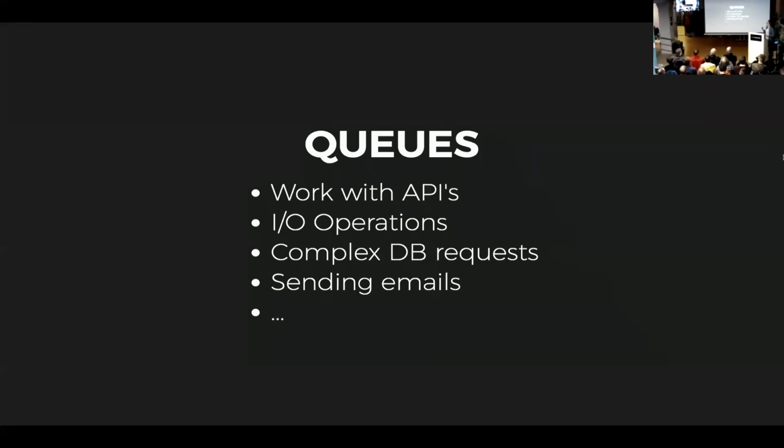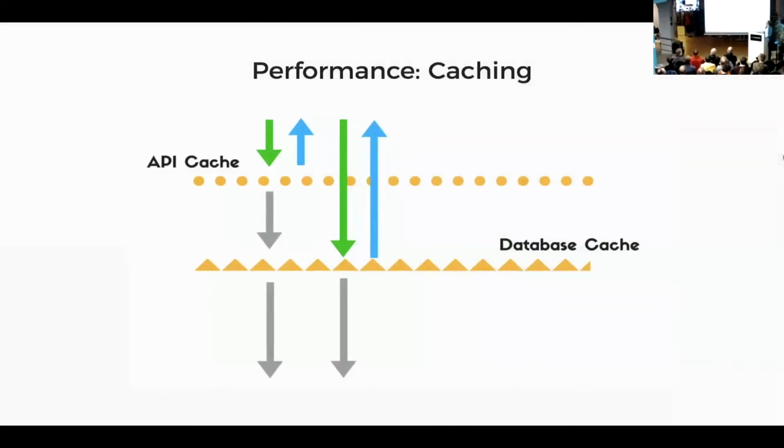We can use them for complex database requests. For example, in some applications, especially financial ones, when you have to prepare reports for administrators, you shouldn't do it on demand. You can put it into a queue and do it afterwards. The same goes for sending emails. It's quite an easy task to send one email, but if we are talking about thousands, it becomes a little bit more complicated. So another point is caching.